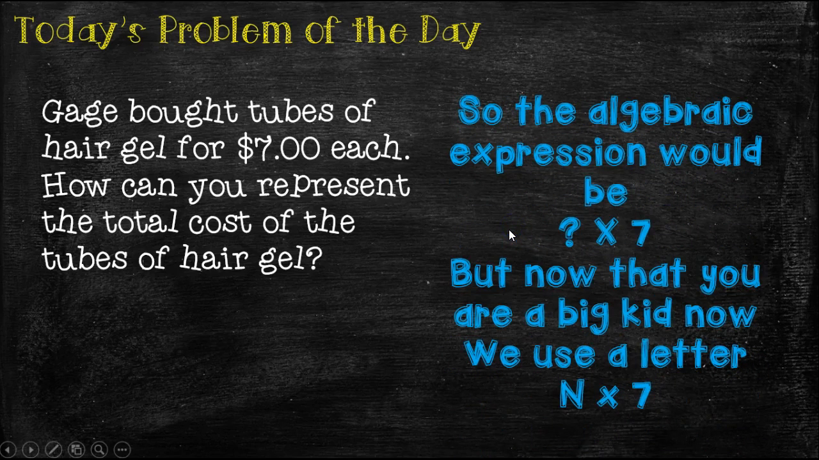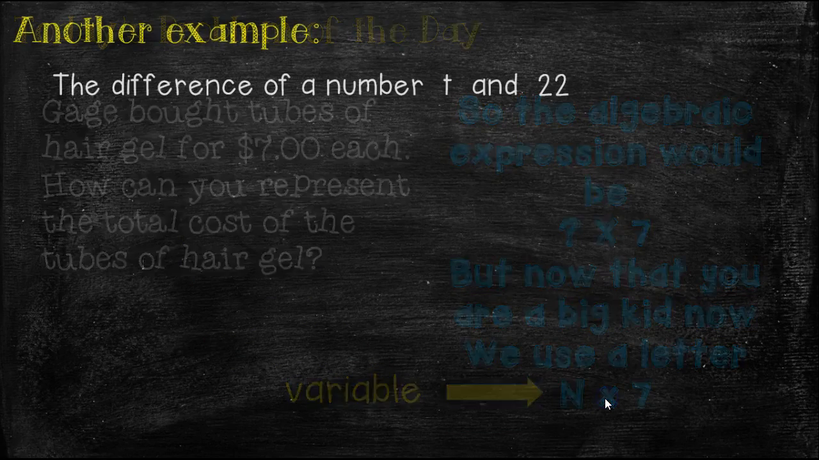But since we're not pretending and we really don't know how many tubes he bought, the algebraic expression would be question mark times 7. But now that you're a big kid, remember we use a letter and replace the question mark with the letter n times 7. But what did I tell you before about using the multiplication sign? Remember, I told you that we would just do n7, which would show us the algebraic expression for Gage bought tubes of hair gel for $7 each. The n is the variable.